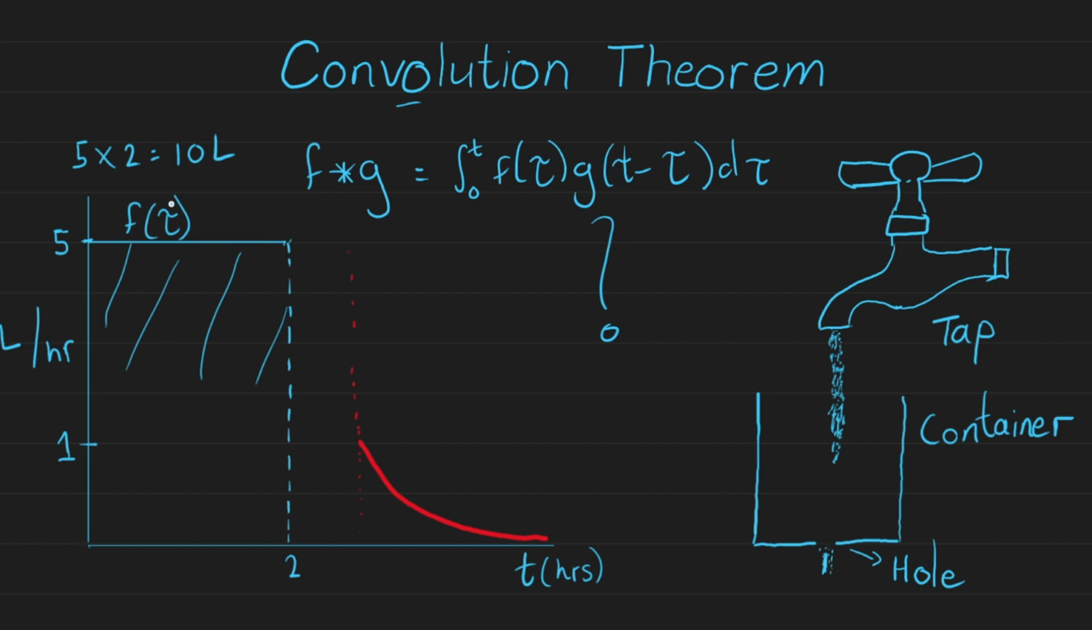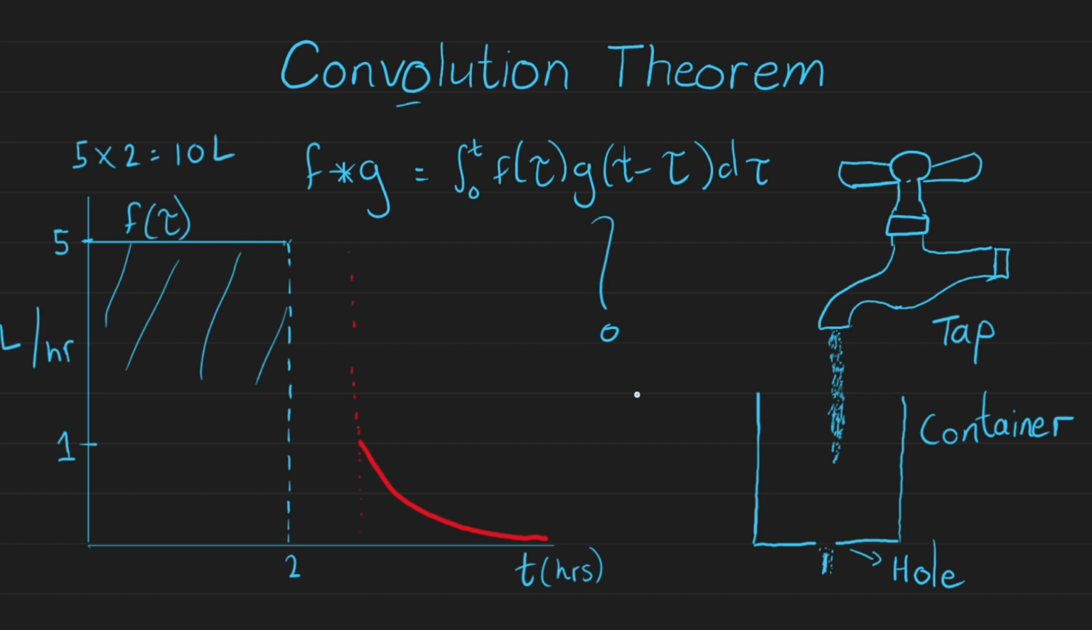So we have to somehow adjust or correct this function, this f of tau, such that we get a correct and true reflection of the amount of water inside this container. How are we going to do that? We need to develop some kind of relationship for the water that's draining out of this hole. So what we're going to do is close this tap. Now there's no water coming out, so it's 0.